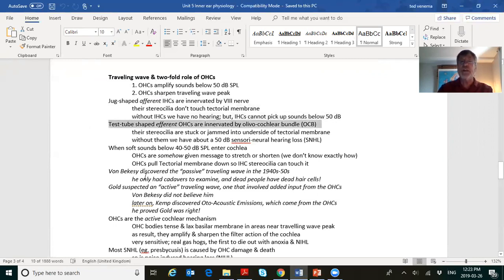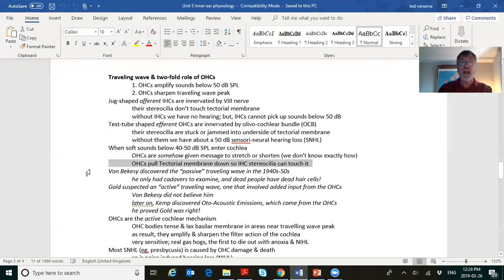It's the test tube-shaped efferent outer hair cells innervated by the olivocochlear bundle. Their stereocilia are stuck or jammed into the underside of the tectorial membrane. Without them, we'd have about a 50 decibel sensory neural hearing loss. When sounds below 50 or 60, 40 to 50, enter and activate the cochlea, then outer hair cells are somehow given a message to stretch or shorten, and we don't know how. They pull the tectorial membrane down so that inner hair cell stereocilia can touch it.